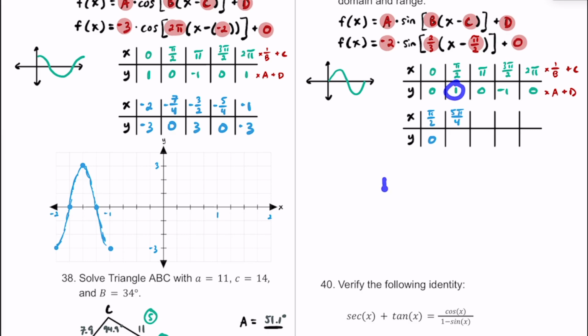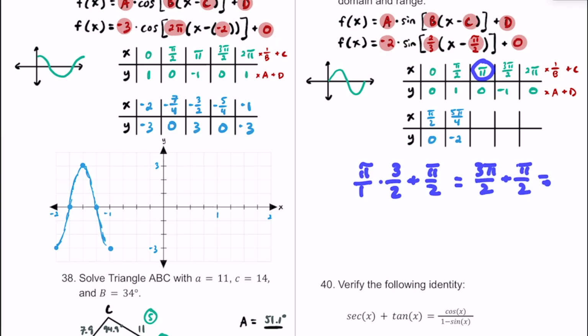Let's go ahead and multiply it by a. A is -2, and go ahead and add on d afterwards. So 1 times -2 is -2 plus 0, so it's still going to be -2. For when x is pi, let's take this pi and write pi over 1. Let's multiply by 1 over b, which is going to be times 3 over 2. Then add on c, which is pi over 2. So this is going to be 3 pi over 2 plus pi over 2, which is 4 pi over 2, which is really just 2 pi. So let's go ahead and put 2 pi over here.